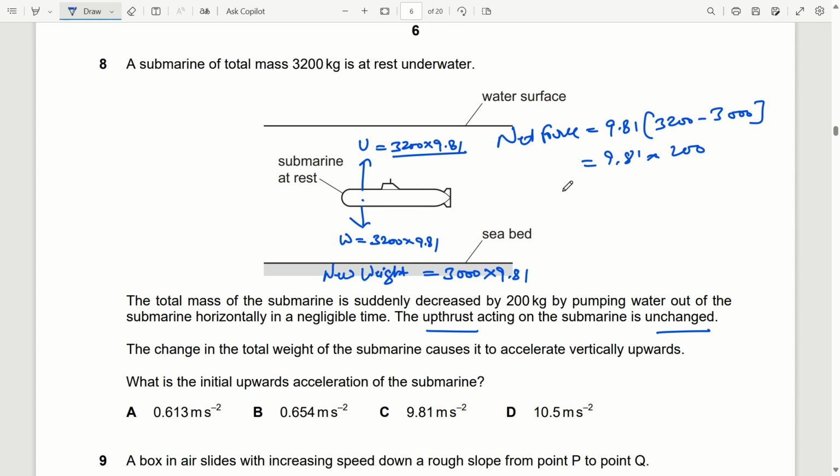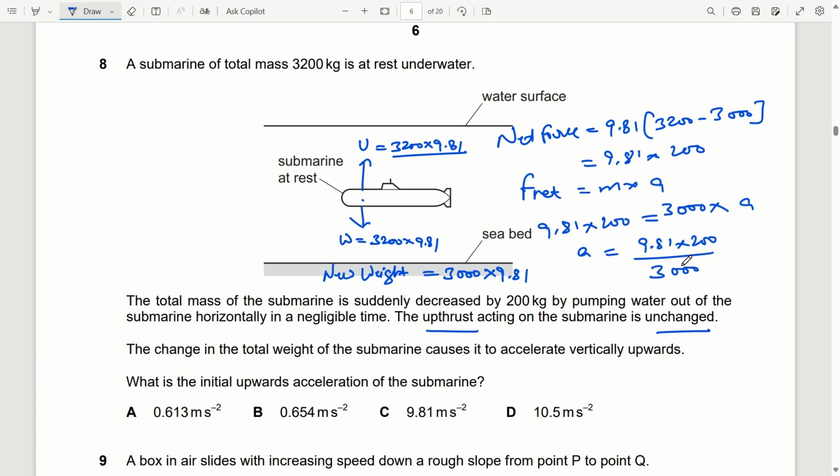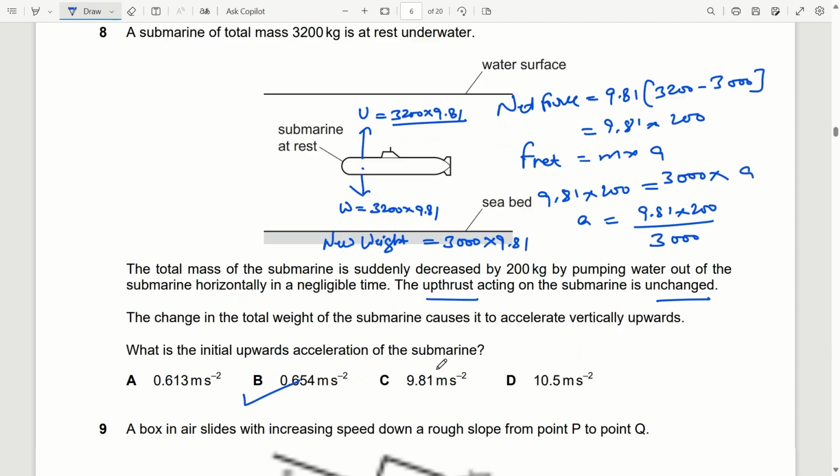Now this net force will provide acceleration. We know that F net is equal to mass into acceleration. Now 9.81 into 200 is equal to mass. Now mass we have to consider as 3000 here because it is decreased. Multiply by acceleration a, we can calculate, it will be 9.81 into 200 divided by 3000. So let me do the calculation. It will come out to be 0.654 meter per second squared.